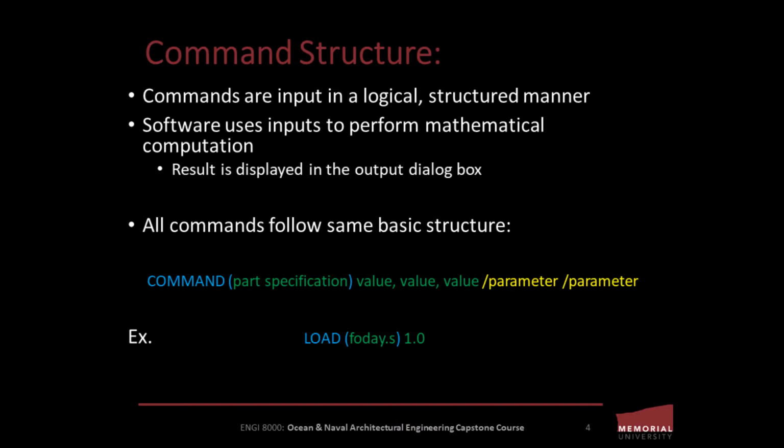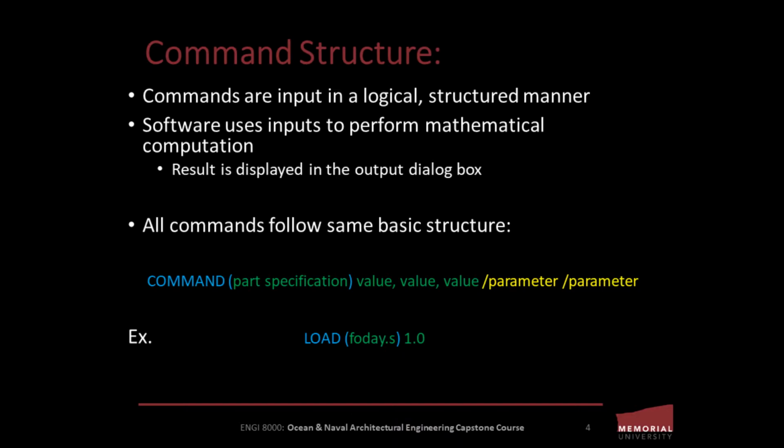After inputting the value sequence, we can modify the parameters of a command. In the video clip, you can see that the command name is highlighted in blue, while the part and value specifications are depicted in green. Finally, the parameters are indicated by yellow font. Let's take a look at our example command, load(FOday) 1.0, and break it out by its constituents.